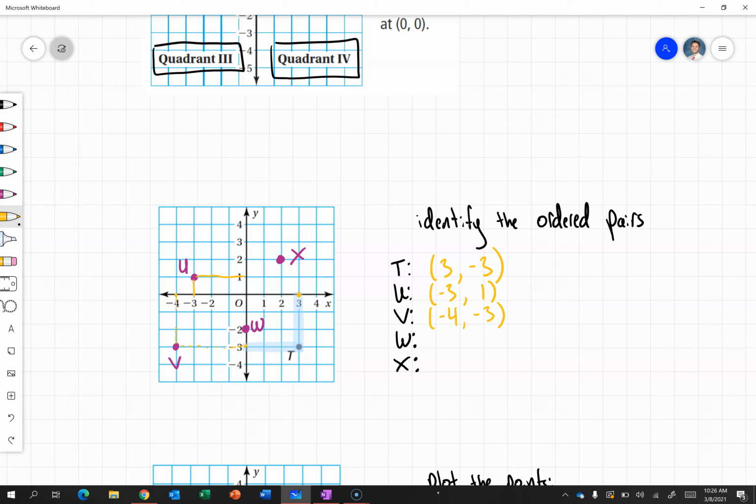Then I see w. W is right here at 0 on the x-axis, and negative 2 on the y-axis, so that would be 0, negative 2. And finally, my point x is at 2 on the x-axis and 2 on the y-axis. So it's at 2, 2.